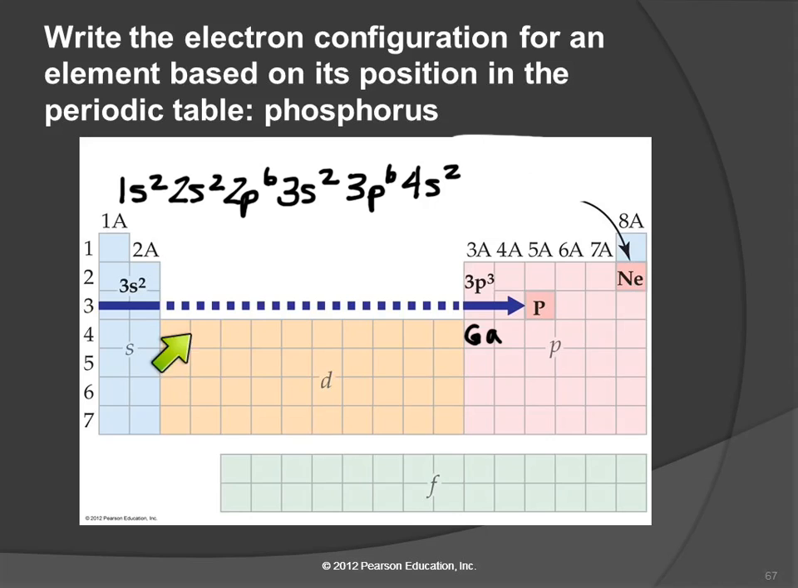Then what's next? What's this group? It's 3d, because it sank down. It's not 4d, it's 3d. And that's all full. That's 3d10. And then 1 into the p block. That's 4 again. That's 4p1. Electron configurations. Any questions?